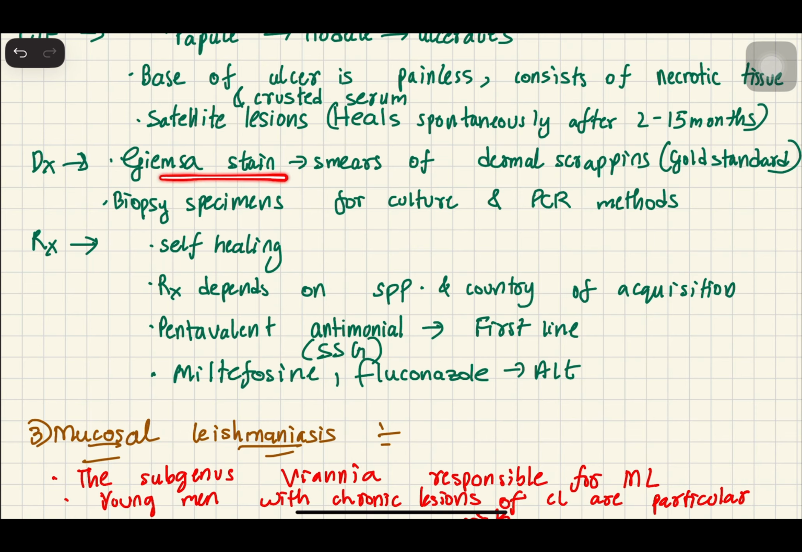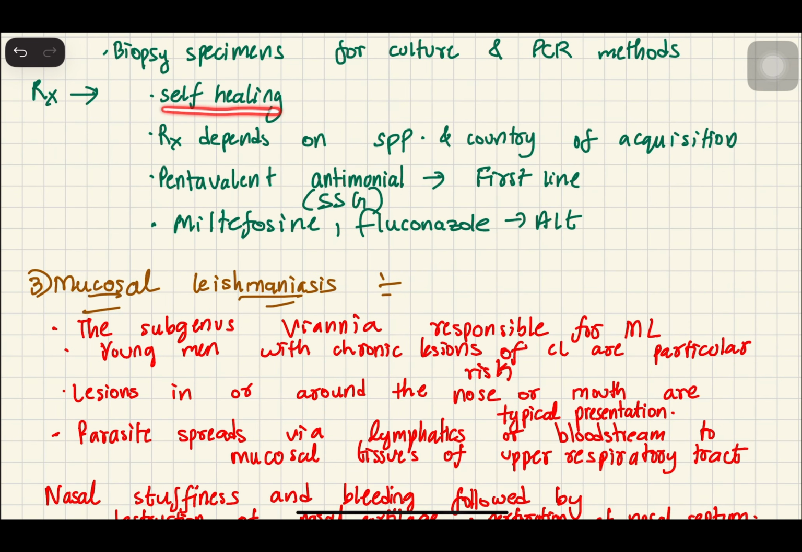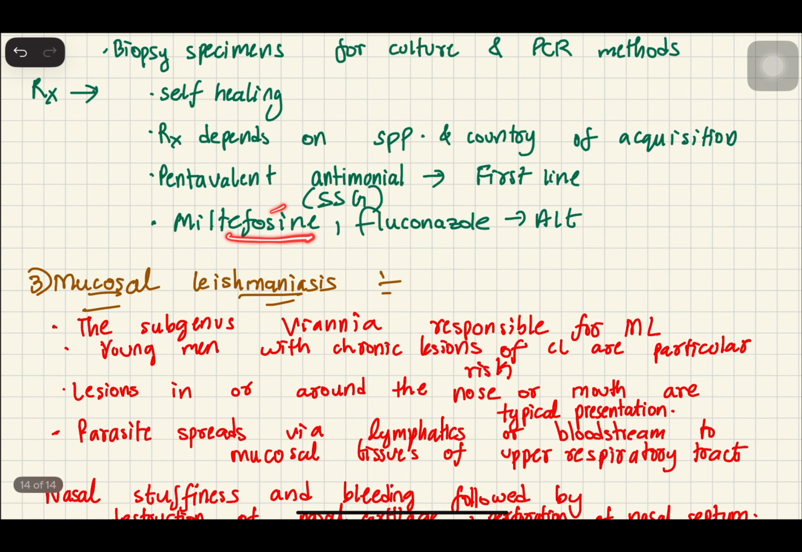Diagnosis. Giemsa on dermal scrapings. It is the gold standard. You can see amastigotes like safety pins. Biopsy for culture or PCR if tricky. Don't biopsy the ulcer edge. Scrape it. Treatment. It is always self-limiting, but treat to speed healing or prevent scars. First line, it is always pentavalent antimonial, that is sodium stibogluconate, local or intralesional SSG for simple cases. But whereas in systemic cases, you have to give SSG or miltefosine or fluconazole. And the treatment depends on species and country of acquisition.